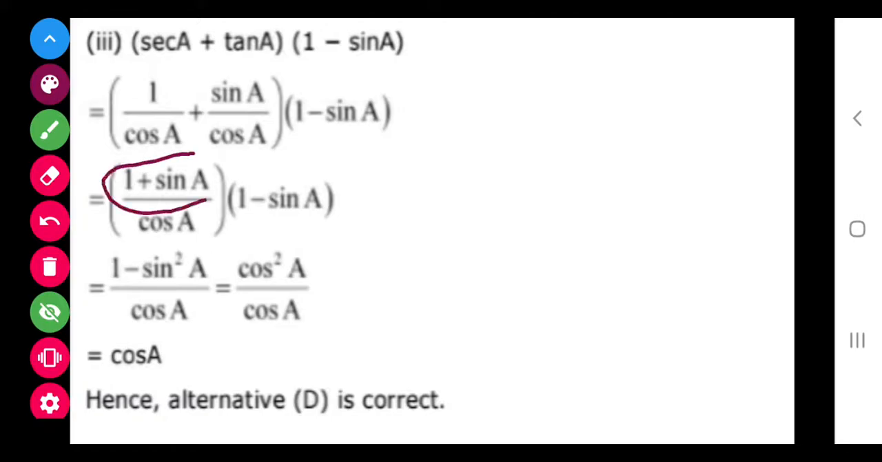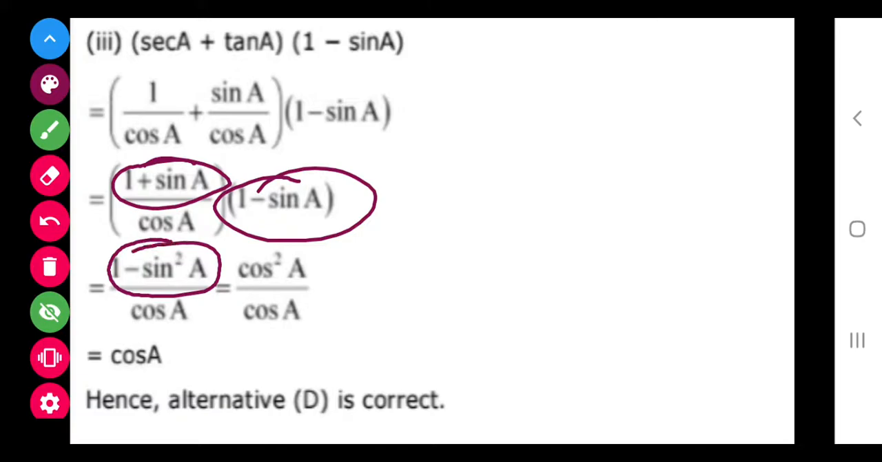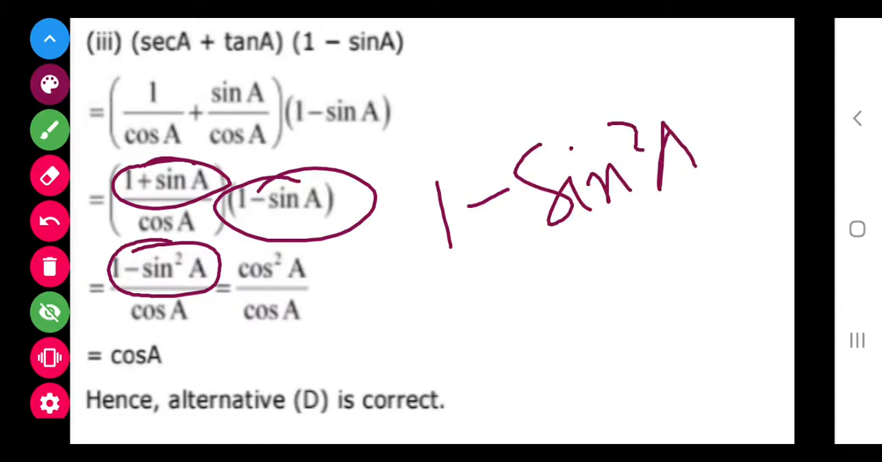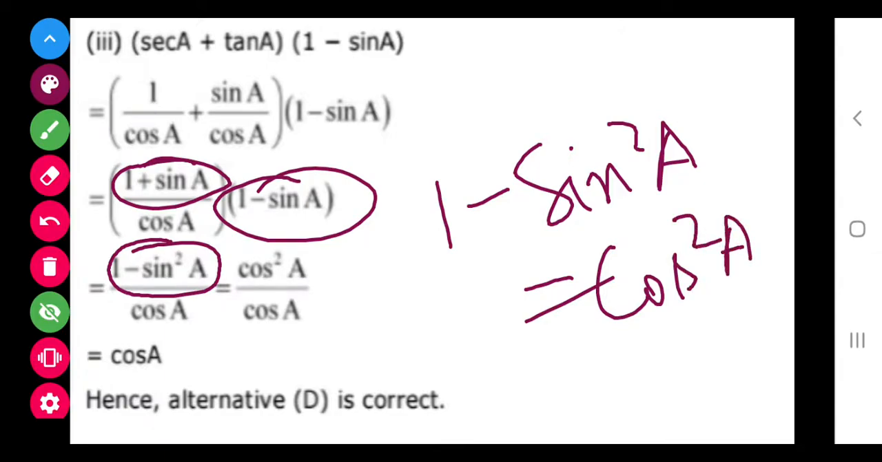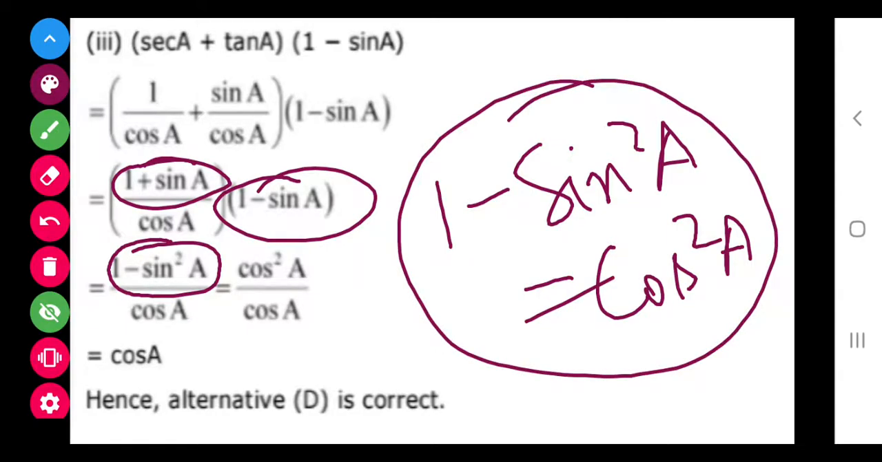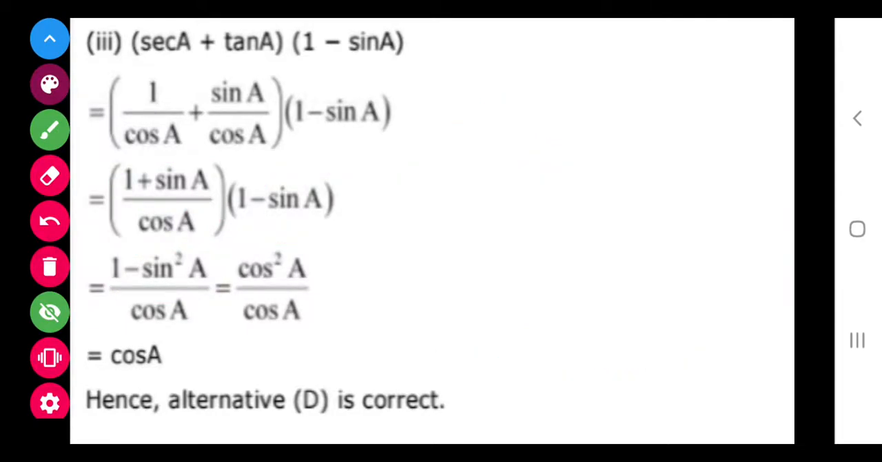See what the relation is. A plus b, as they have written this and this. After that you can see that 1 plus sine and 1 minus sine, that is 1 minus sine square A, and 1 minus sine square A is equal to cos square A from the identity, because we know sine square A plus cos square A is equal to 1. So on rearranging we will get this formula also. Finally cos and cos will be cancelled, the answer is cos.